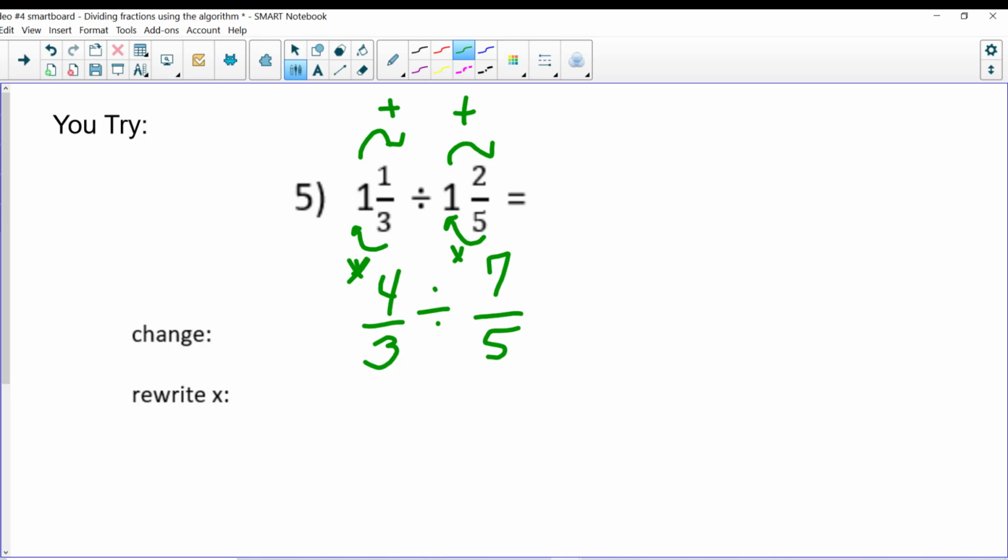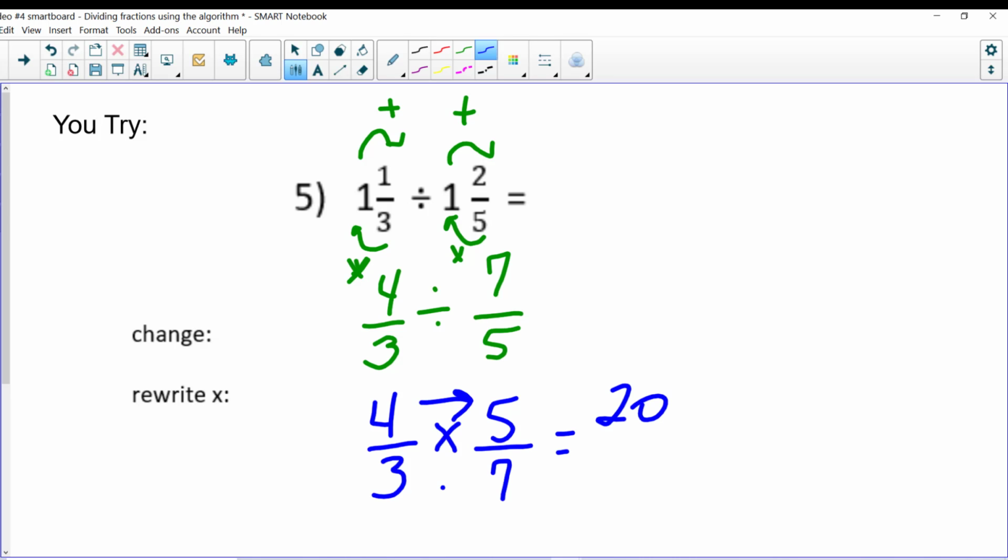Keep it division. Hopefully you did that. Now let's rewrite it. Keep the first number the same. We multiply by its what? Reciprocal, which is just switch the numerator and denominator. Becomes 5/7. And now we just multiply. 4 times 5 is 20, and 3 times 7 is 21. So 1 and 1/3 divided by 1 and 2/5 is equal to 20/21.